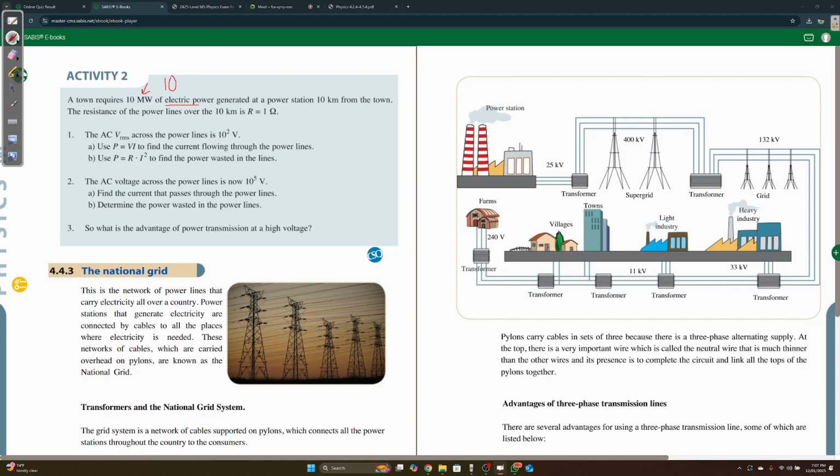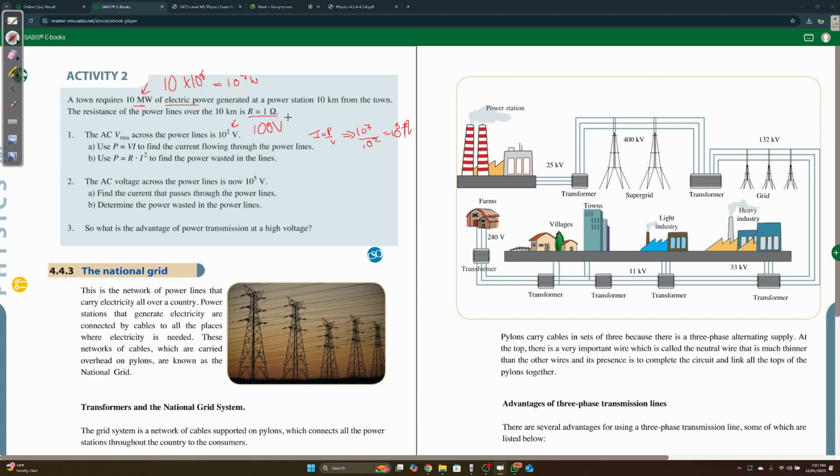Which is 10 times 10 to the power of 6, because mega is 10 to the power of 6. So in other words, it's 10 to the power of 7 watts. They said the VRMS is 10 squared volts, so 100 volts. Use P equals VI to find the current flowing. How do we find current? If we take V to the other side, I is equal to P over V, so 10 to the power of 7 over 10 to the power of 2, which is 10 to the power of 5 amperes.